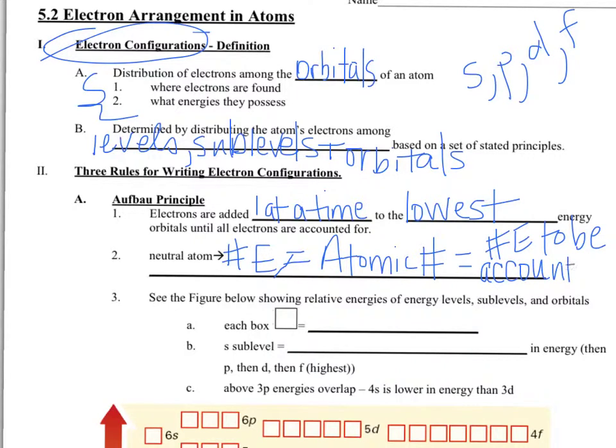Okay, so each box on an electron configuration, and I'll show you the picture in a second, is considered to be an orbital. And the S sublevel is the lowest, then comes P, then D, then F is the highest. And sometimes they will overlap. So in terms of energy, when you get up to 4S and 3D, there's overlapping.